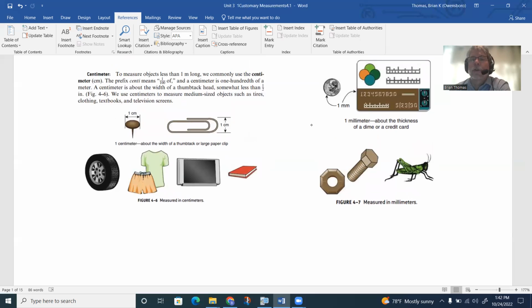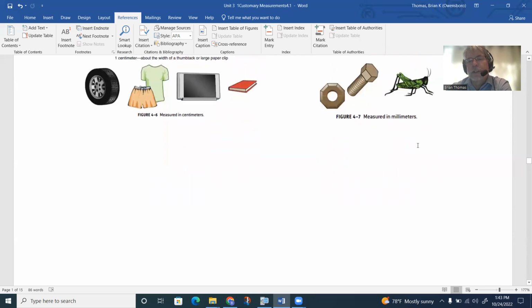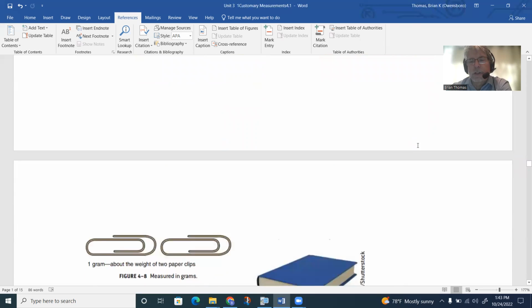So mm for millimeter. A millimeter is very, very thin. It's the thickness of a dime or the thickness of a credit card. You can probably find a credit card quicker than a dime, since most of us don't even carry change anymore in our pockets. But millimeters are used to measure small things. Nuts and bolts are usually measured in millimeters. Small critters like insects are usually measured in millimeters as well. So millimeters are used to measure smaller things.